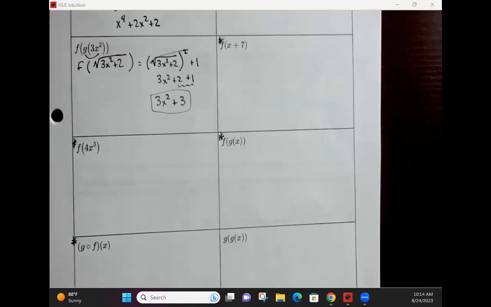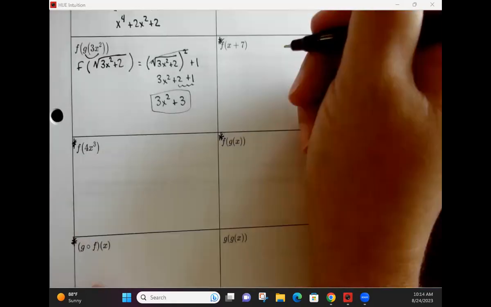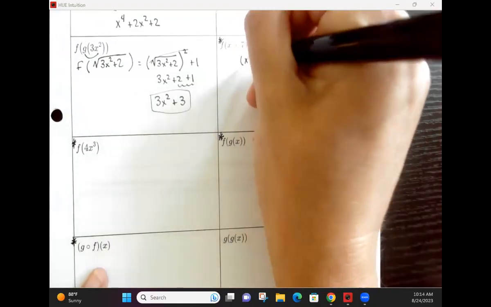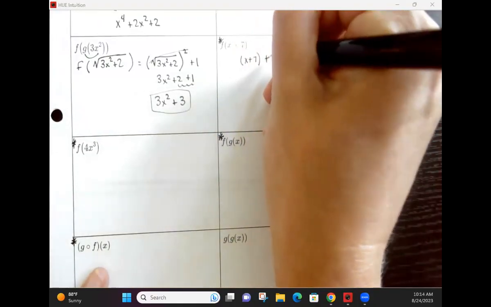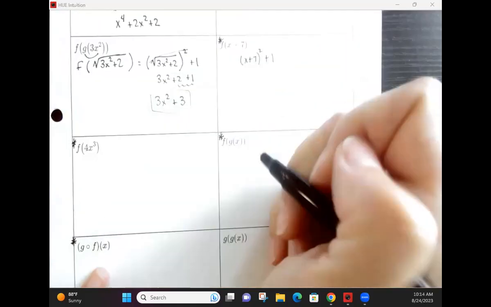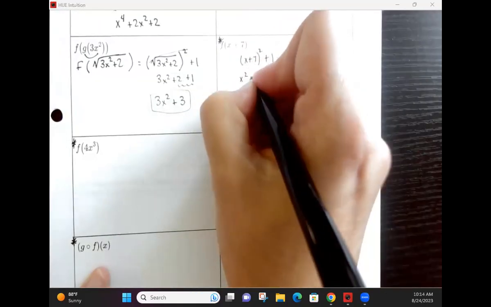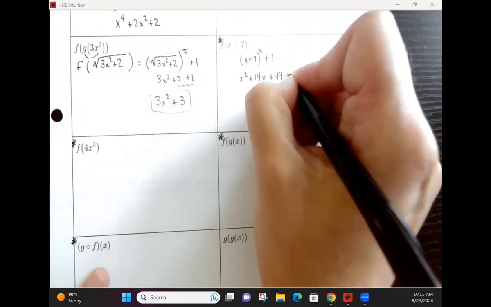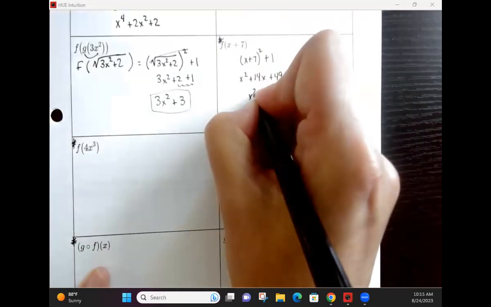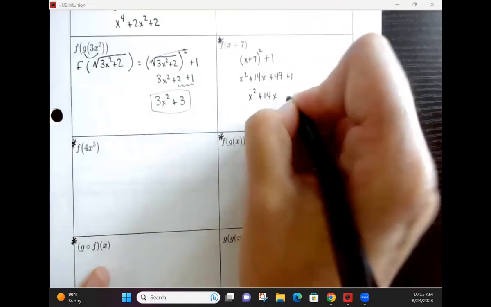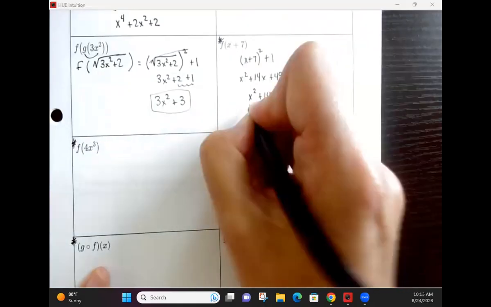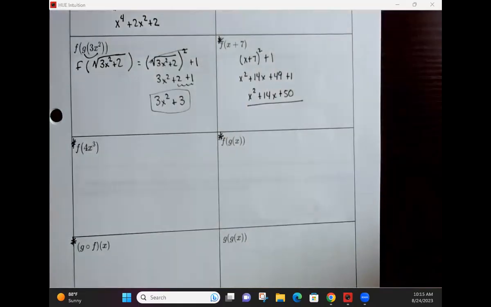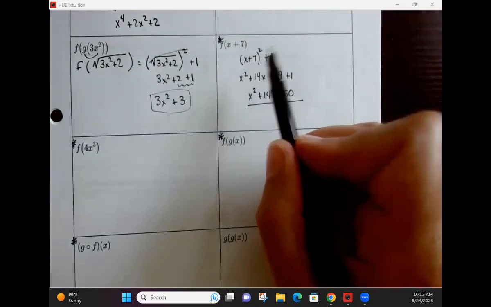Alrighty, let's take a look at these. So f of x plus 7, that means in f of x, I'm replacing x with x plus 7. Be careful with your distribution here. When we square, you should get x squared plus 14x plus 49 plus 1. So x squared plus 14x plus 50. This is what you should have for the first one I asked you to try. Yes, you do have to distribute this out.